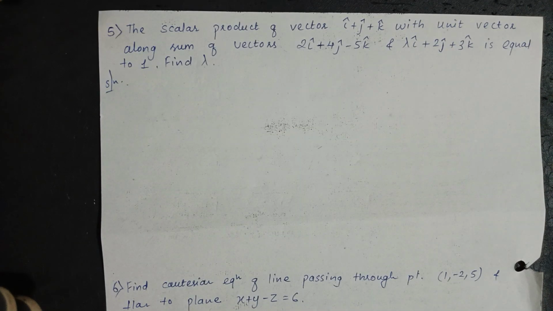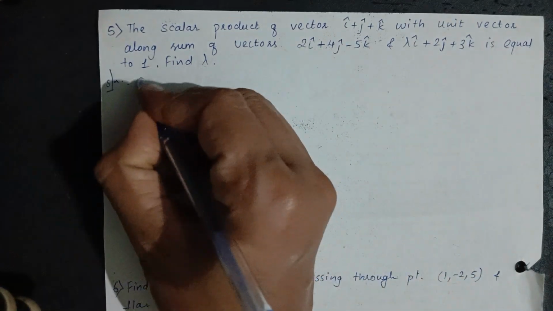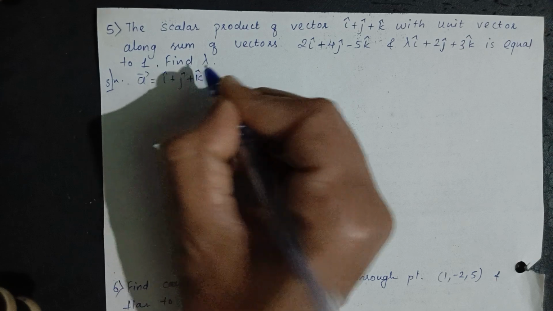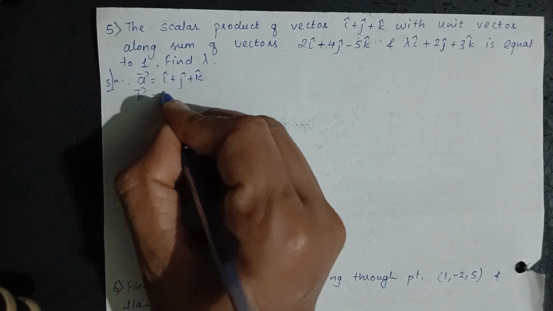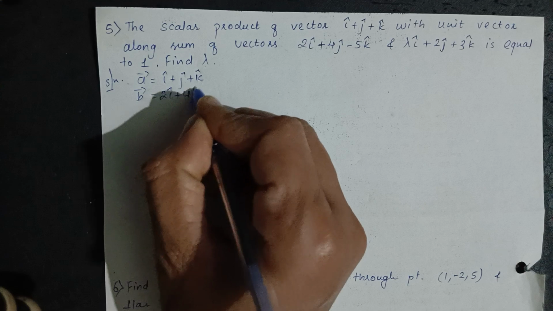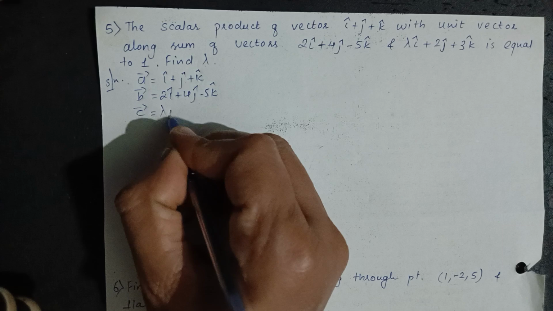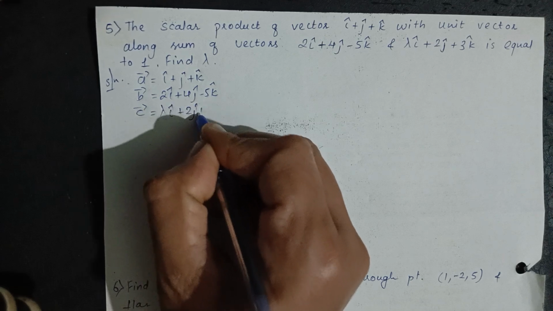Next question: the scalar product of the vector i plus j plus k with the unit vector along the sum of the vectors is equal to 1. You have to find lambda. Now here three vectors are there, right? So I take A to be i plus j plus k, B is 2i plus 4j minus 5k, and C is lambda i plus 2j plus 3k.